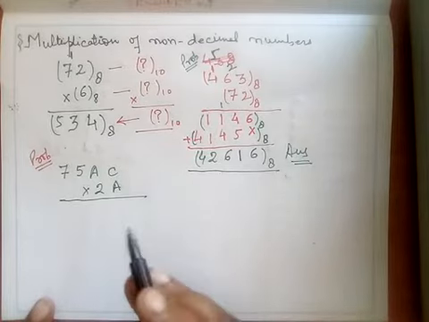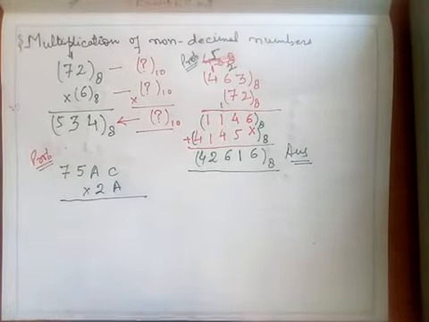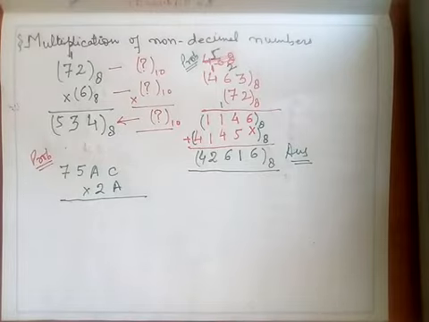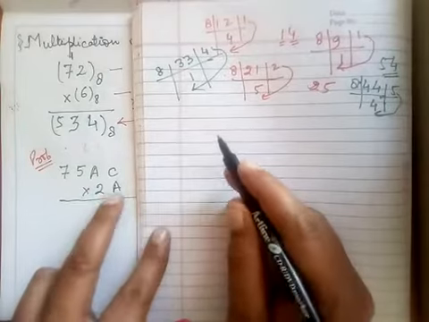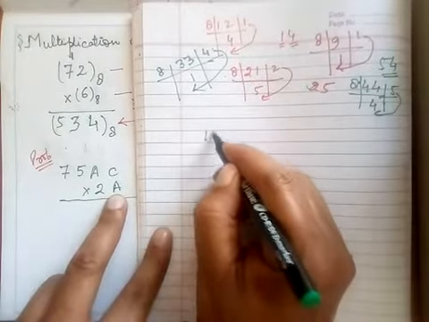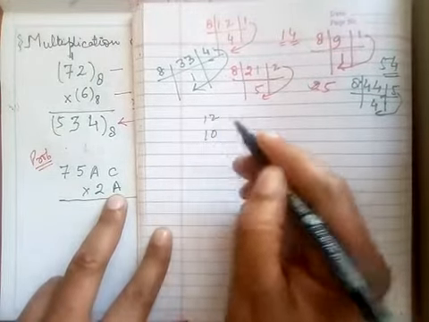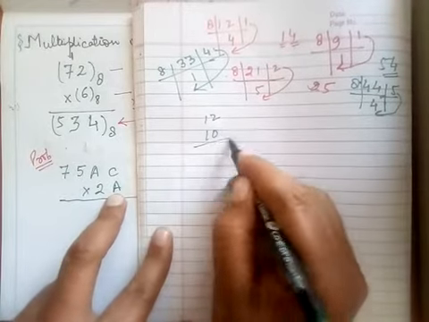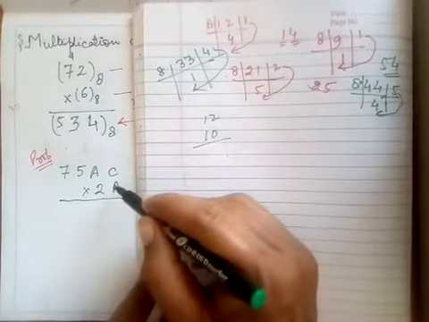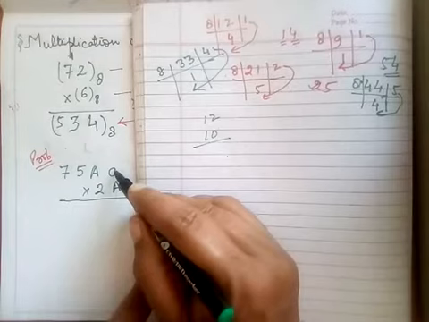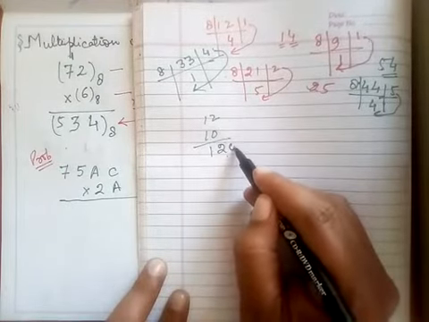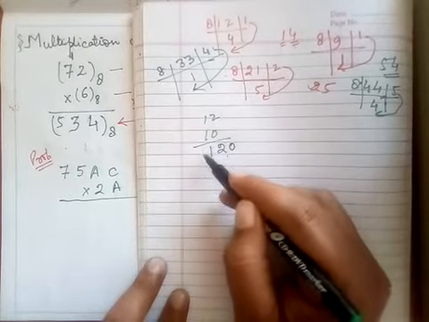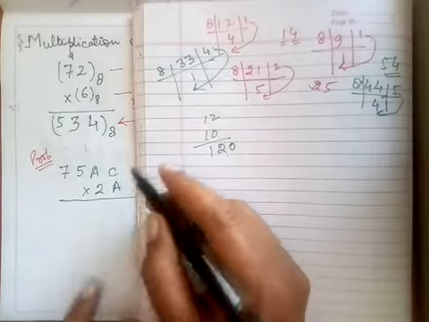So now I multiply this. Just see A into C. A is 10 and C is 12, so I have to multiply 10 into 12, and this is 120. This is now in decimal, but I don't need the result in decimal.